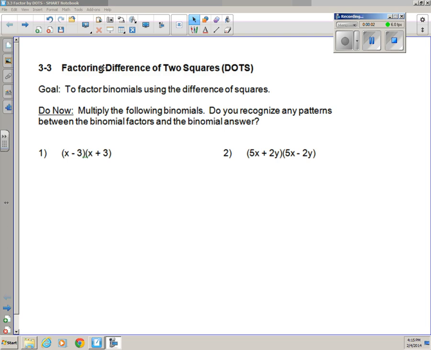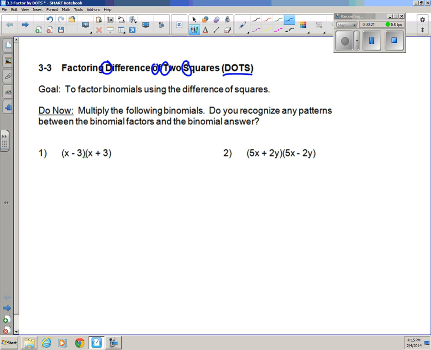All right, so for today, we're going to learn how to factor the difference of two squares, and that's something that we call DOTS. The reason why we do that is we take a look at the first letters: Difference Of Two Squares. So we call this thing DOTS. So we're going to factor the difference of two squares.